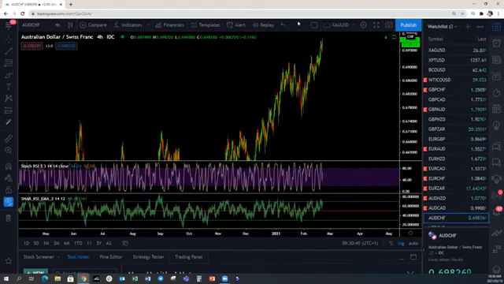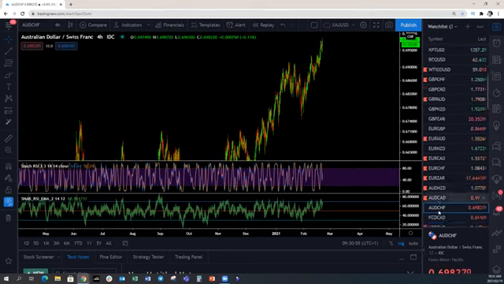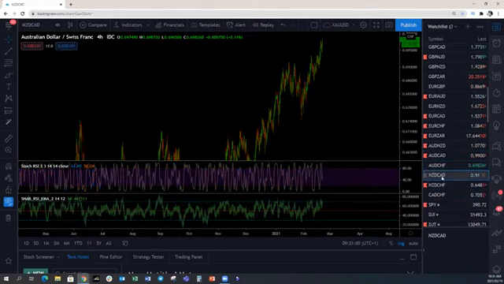Audi Chief, after the pullback, pushing up higher. Another continuation pattern. We're looking for further upside. No change, no sign of reversal.